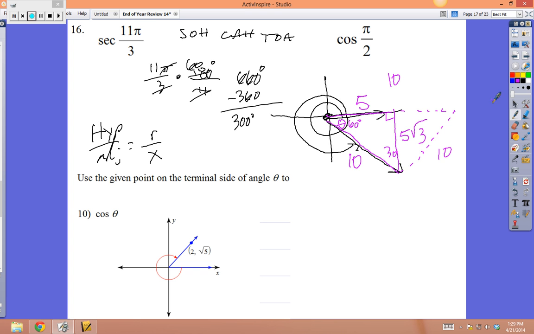Okay, the radius is always going to be positive, but let's see if these are positive or negative. This 5 is going to be positive because I'm going to the right, but this 5 square root of 3 is going to be negative because I'm going down. And then let's remember what they want. They want, on top of the fraction, the radius, which is 10. And on bottom, they want the x, which is 5. So that's going to give me just 2 for an answer.